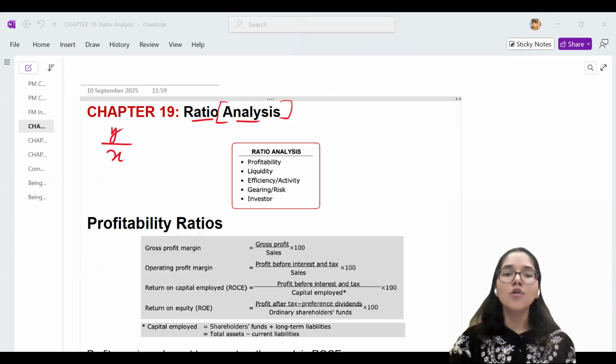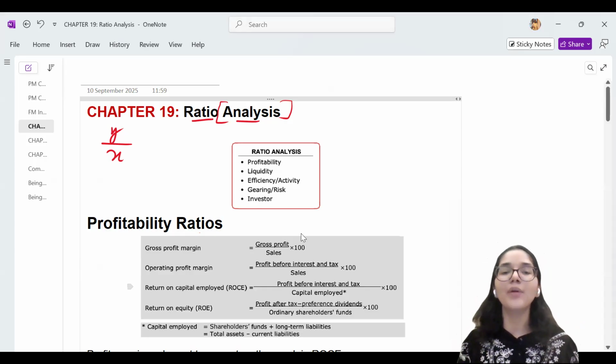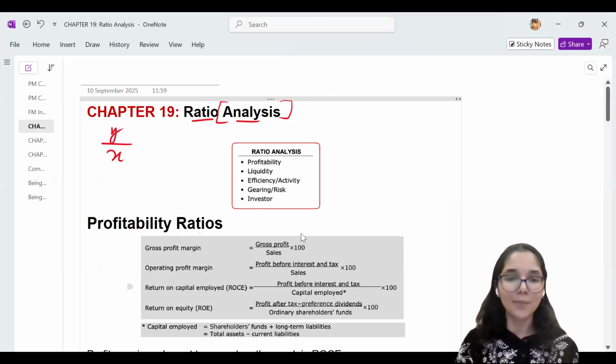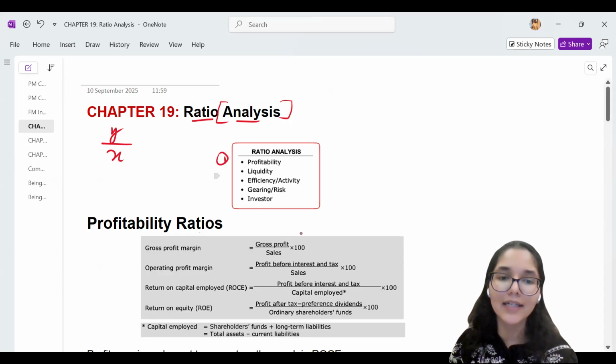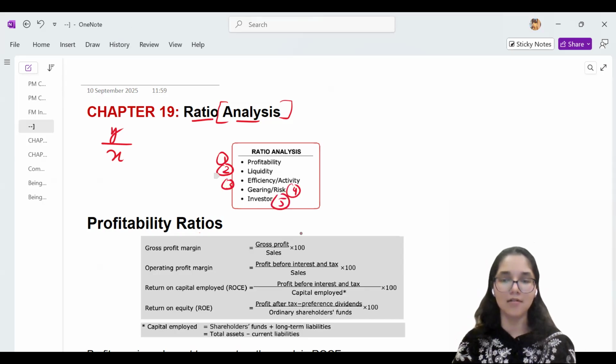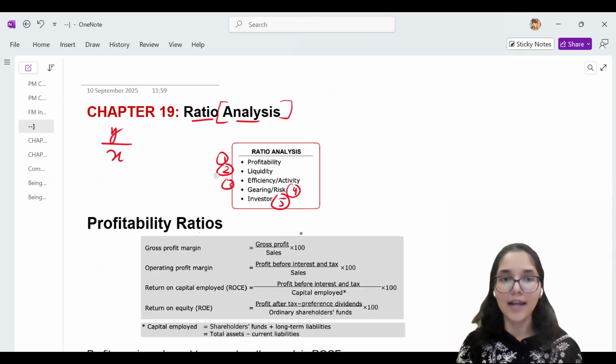So what different ratios are we going to learn? Different ratios have been divided category-wise, based on what we measure as a part of that ratio. First is the profitability category. Second category is liquidity. Third is efficiency. Fourth is risk. And the fifth is the investor ratios. So these are the different kinds of ratios based on what they measure. The name itself is telling you what the ratio is trying to measure.